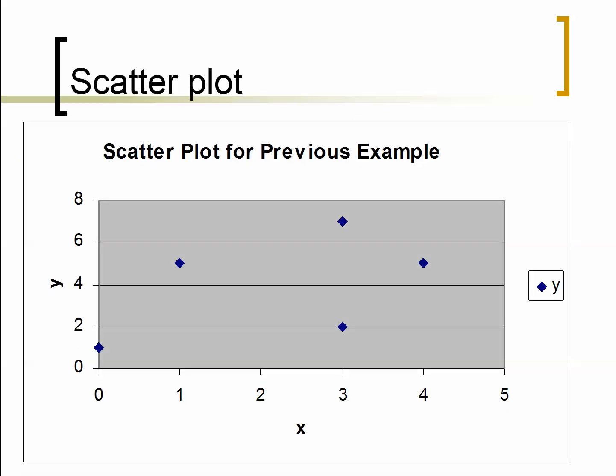Here's the scatter plot. You can see that the graph of these points shows that there's not a trending line going upwards or downwards. They're not really clustered together at all. So this illustrates graphically that there's no linear correlation.